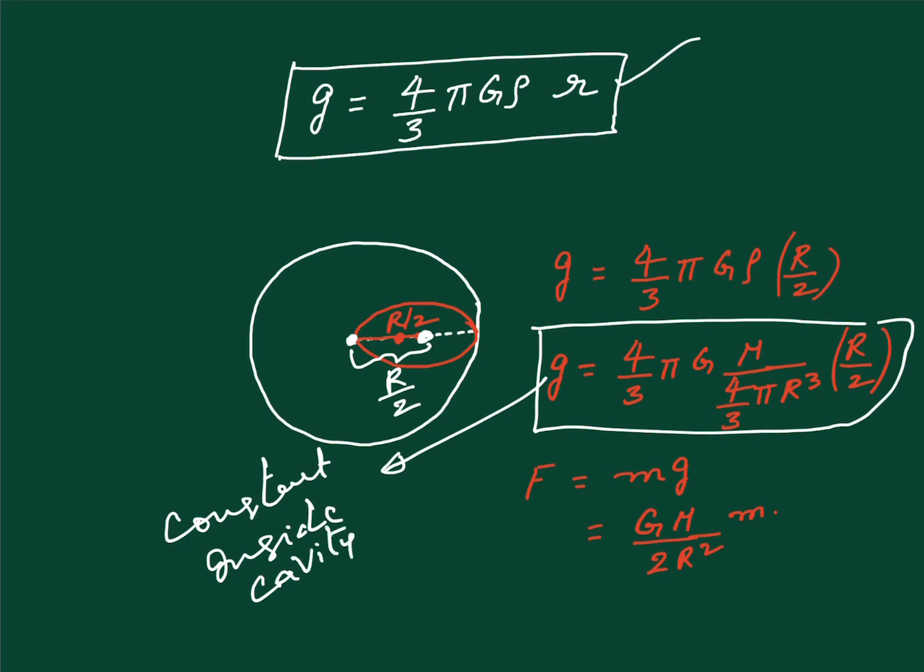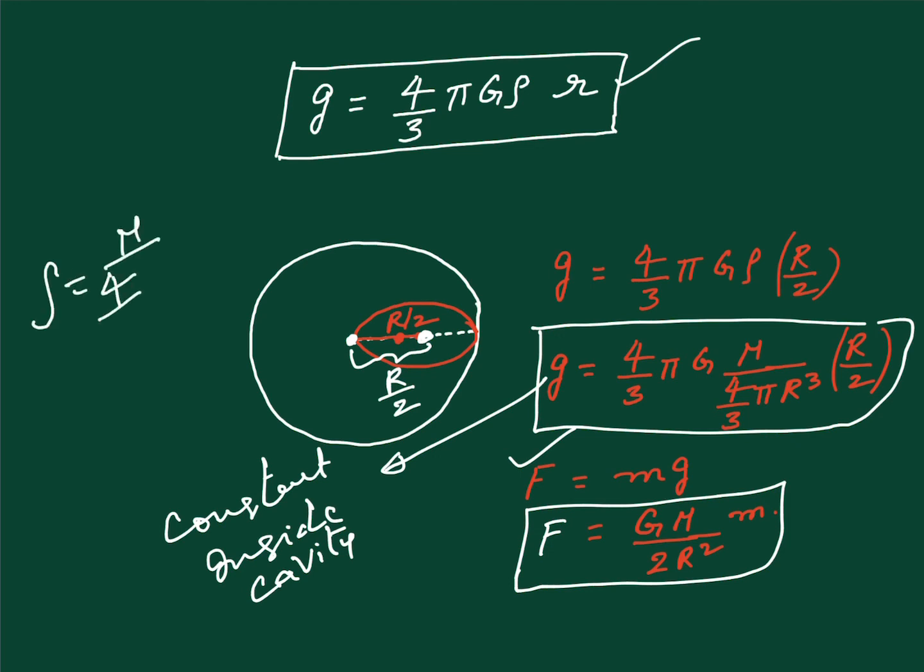So substitute the value here. The distance is given as r by 2. Then F is equal to mg. So the force is equal to GMm by 2r square, after eliminating rho, where rho is total mass by total volume, 4 by 3 pi r cube. That's all. And the same concept is applicable even for electrostatics also.